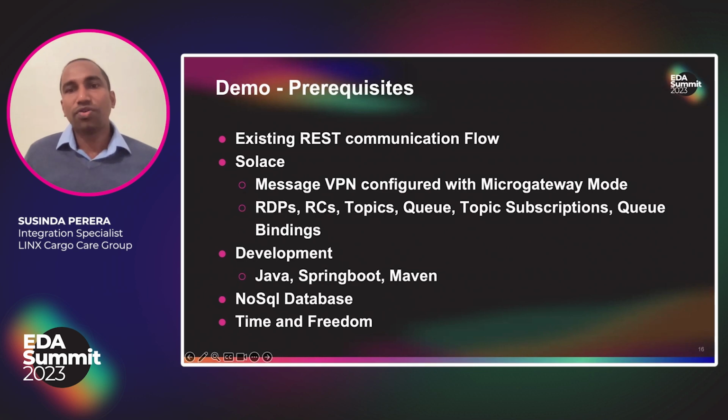Here are the prerequisites for this project if you want to try. First one, obviously, is you have to have a REST flow to interact with. And you need Solace message broker with few configs, which I'm going to discuss in the next couple of slides. And you need an IDE such as Eclipse or IDEA or VS Code, and Java, Spring Boot, Maven, and other libraries. For the database, I have chosen Azure Cosmos DB, but of course, I think you can extend this idea to any other database. Most importantly, you have to have some time and freedom to try this out.